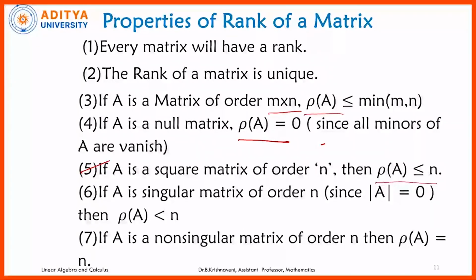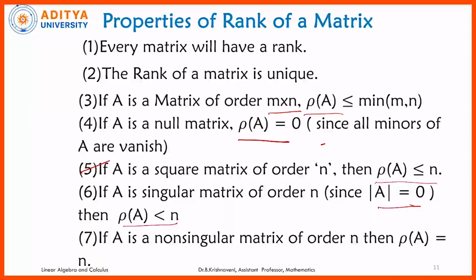And next property: if A is a singular matrix of order n, what is meant by a singular matrix is that whenever the determinant of A is equal to 0, we call that matrix a singular matrix. For that kind of matrix, rho of A should be less than n. Why? If you consider a square matrix whose determinant is equal to 0, definitely the rank should not be equal to n. Hence we can say that the rank must always be less than n.